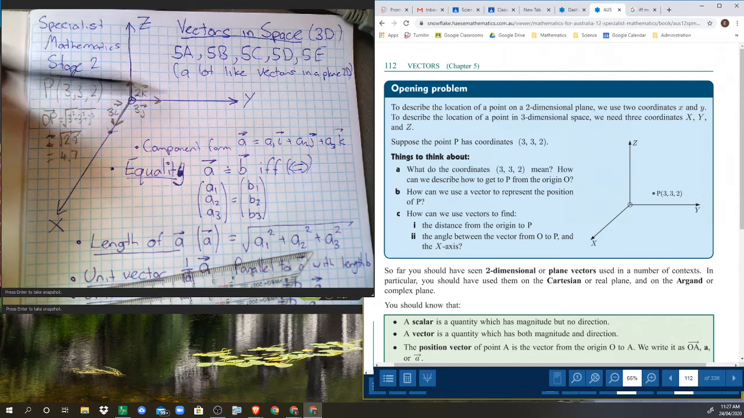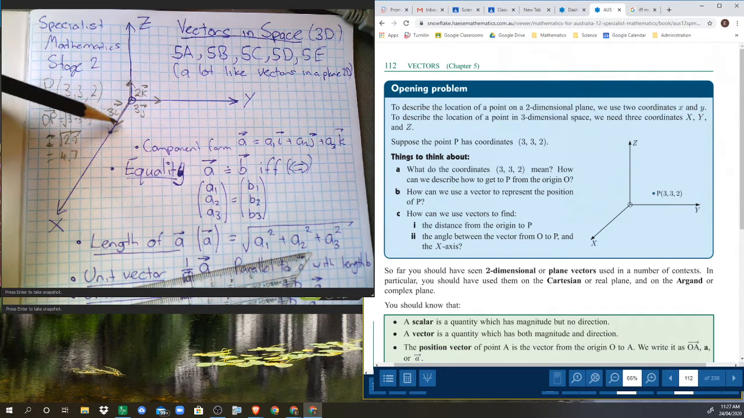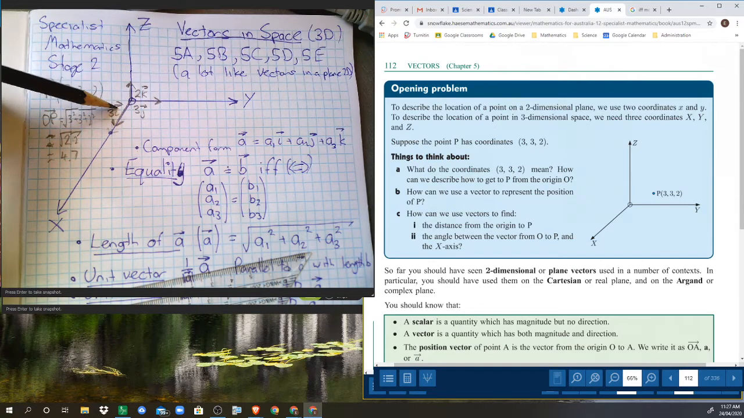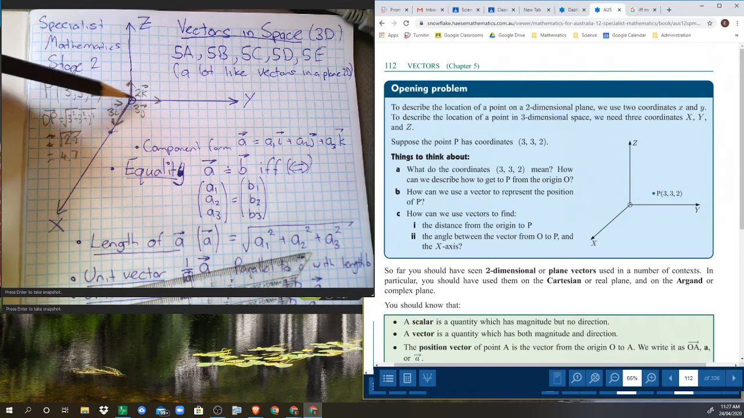So what I decided to do was go in 3. I looked at my 3 coordinate directions and decided I'll just travel 3 in the x direction, so that's 3i. You might remember some of these unit vectors. They're in single directions. We're also going 3 in the y coordinate, so that's 3j. And what comes after j? Well, it's k. So we're going 2 units up in the k direction.